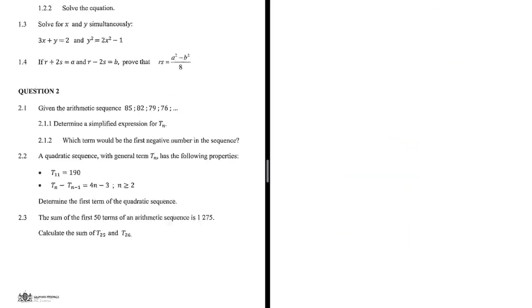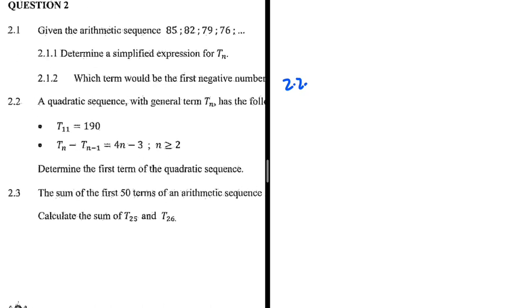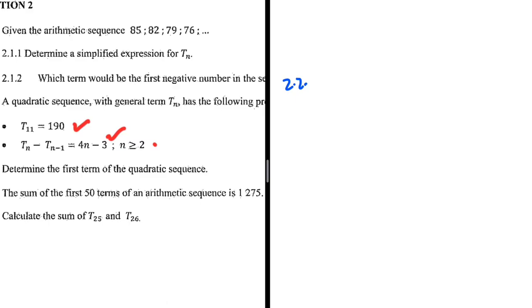2.1.2. Let's take a look at 2.2. Okay, a quadratic sequence with the general term Tn has the following properties. We have T11 being equal to 190, and then Tn minus Tn minus 1 is equal to 4n minus 3 when n is greater or equal to 2. There's something you need to realize about this statement. Tn minus Tn minus 1 is the first difference of the quadratic sequence, which gives us the arithmetic. Okay, and then the question itself is saying determine the first term of the quadratic sequence.